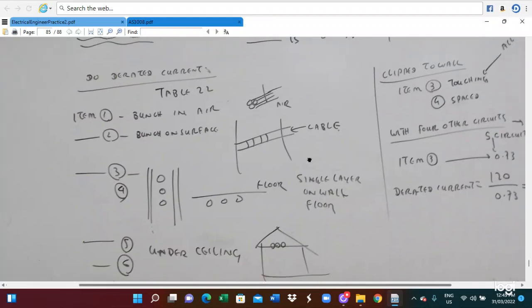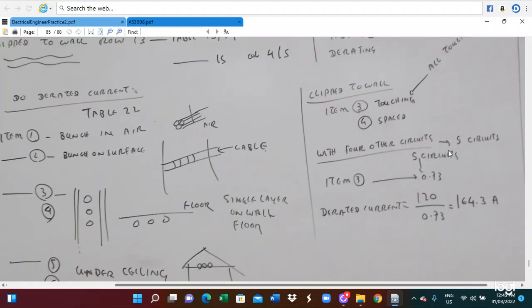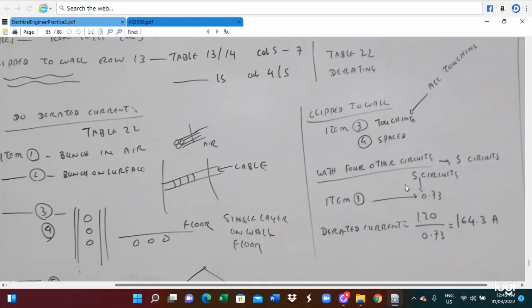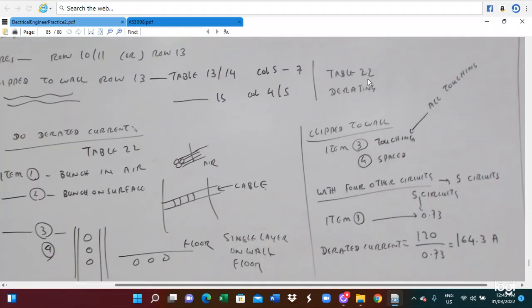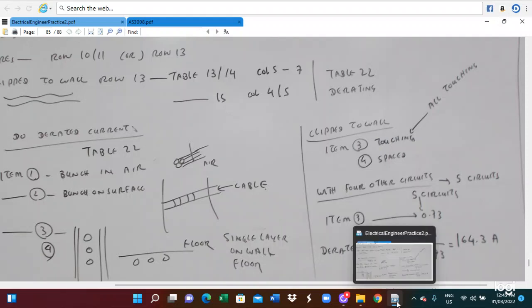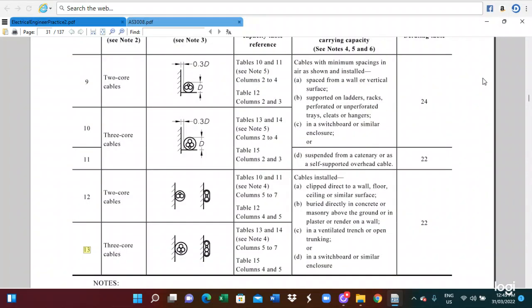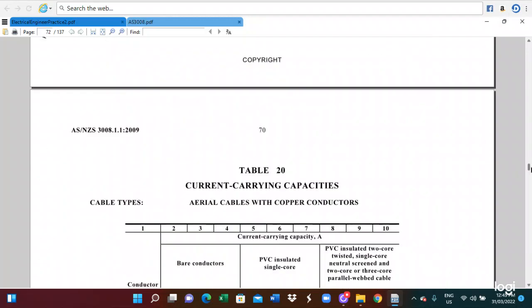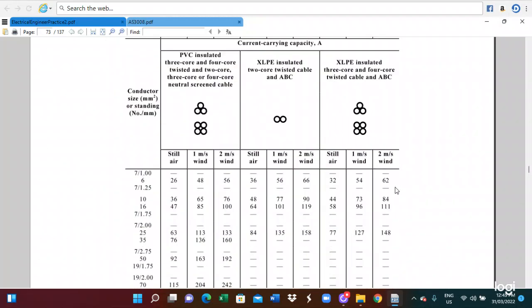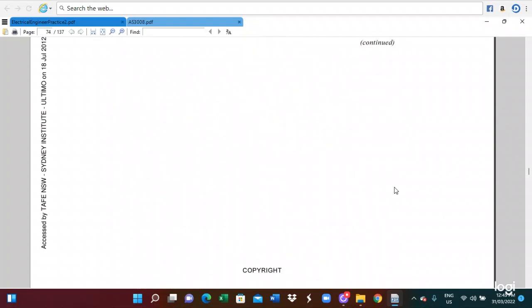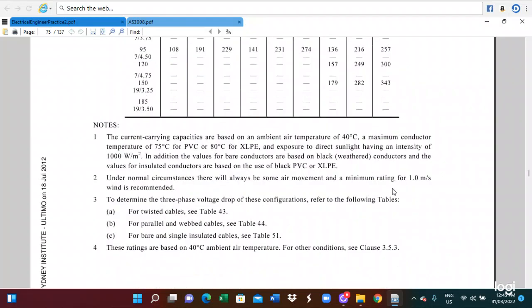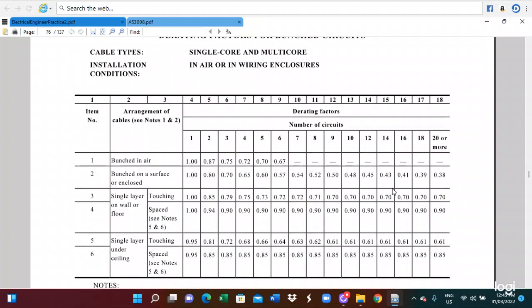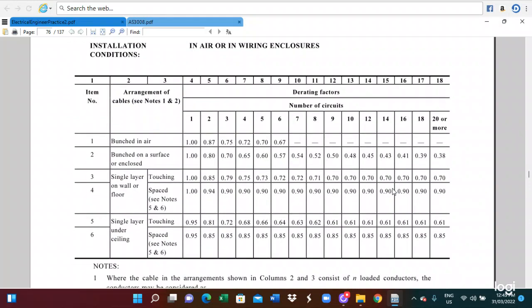Based on this, we have to find out the derating factor. The derating factor is in table 22. There will be touching or spacing. So this is the way to select. We look at table 22. This is the derating factor. From here we get the derating. So we look at table 22. All are touching.